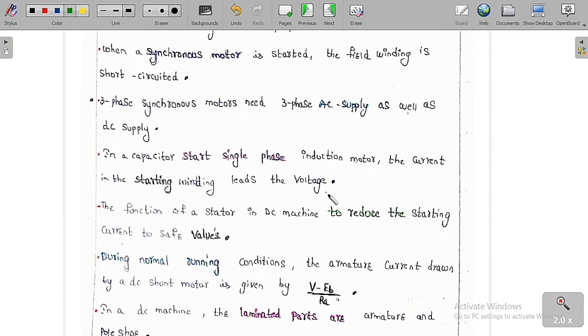So as I have already told you, with the help of this capacitor, we are going to increase the phase angle between the starting current and the main winding current. Because of this, torque is directly proportional to starting current into main winding current into sine of alpha, where alpha is the phase angle between the starting current and the main winding current. As alpha increases, the starting torque also increases. This is the beauty of the capacitor start single phase induction motor.